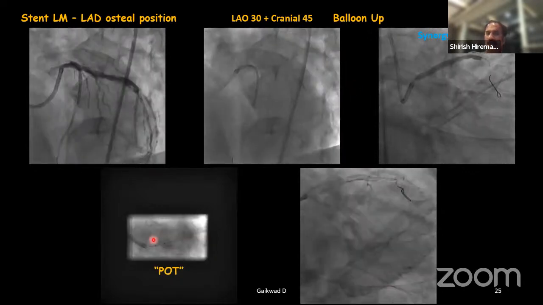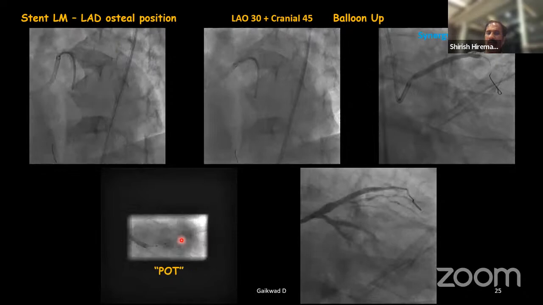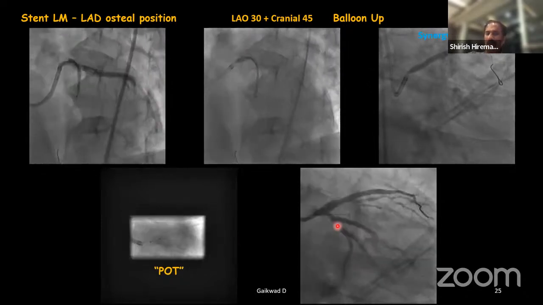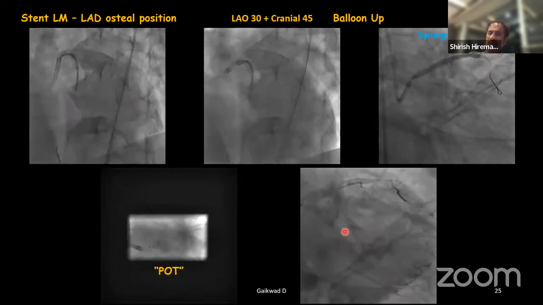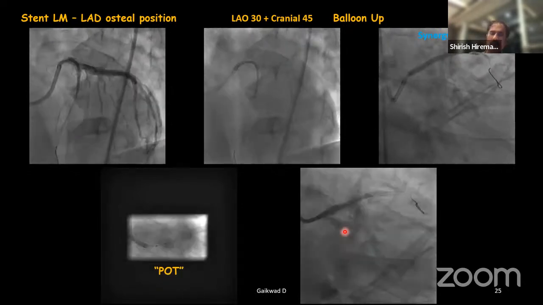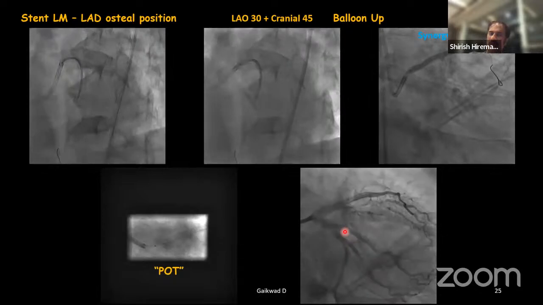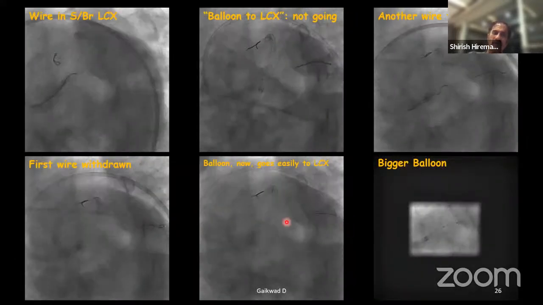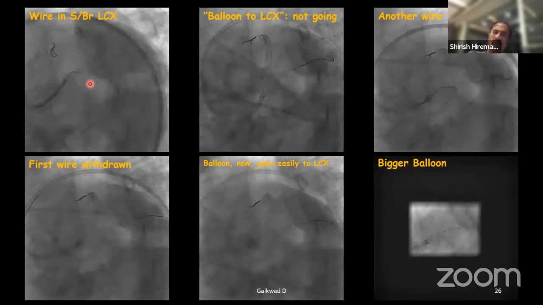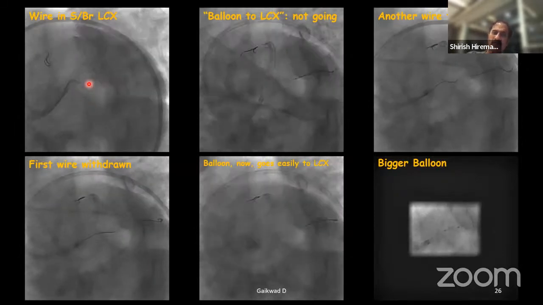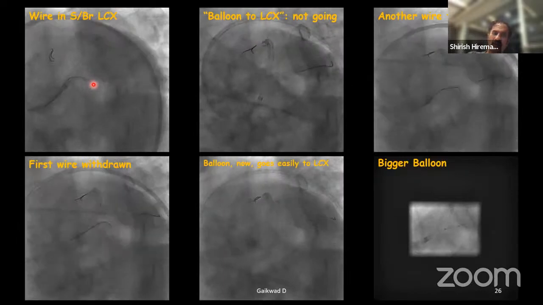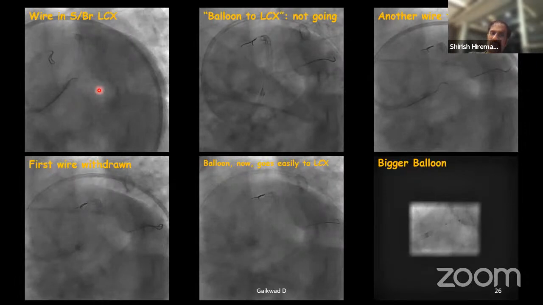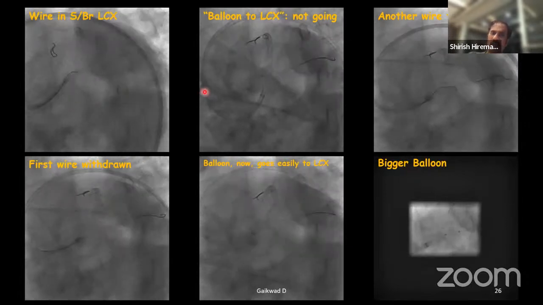Now POT is very important because here you want to rewire the LCX, which has two important side branches. And then you can do a kiss. So POT, very important in this particular case. Then you are wiring the side branch. Generally, we like to take a hydrophilic wire when we want to address the side branch through the stent.